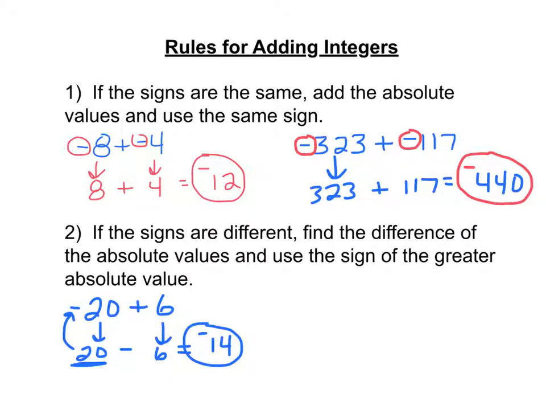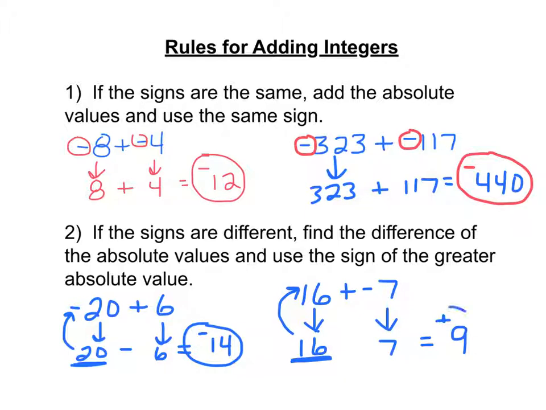Here's another example. If you were given 16 plus a negative 7, the signs are different. So I'm going to go through and find the absolute values. The absolute value of 16 is 16. The absolute value of negative 7 is 7. I'm going to take the difference of these two numbers. The difference is 9, and I want the sign of the larger absolute value. This is the larger absolute value, and this had a positive sign. Even though it wasn't there, there was an understood positive sign.